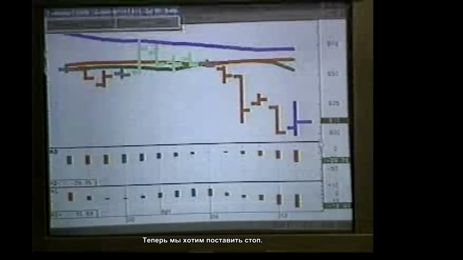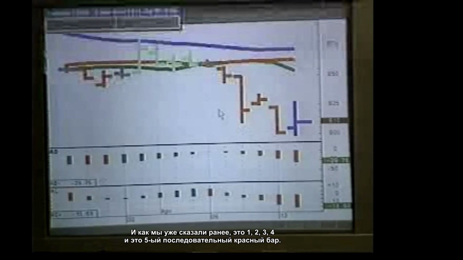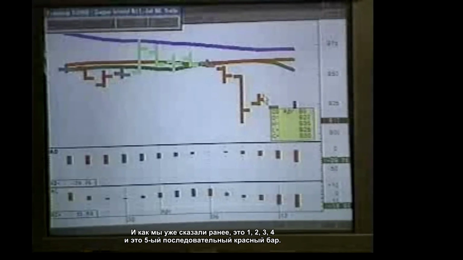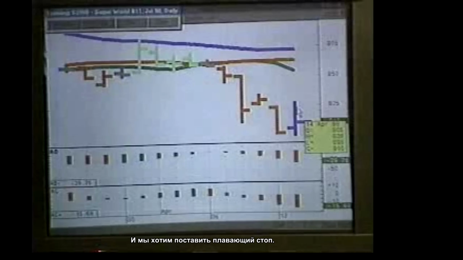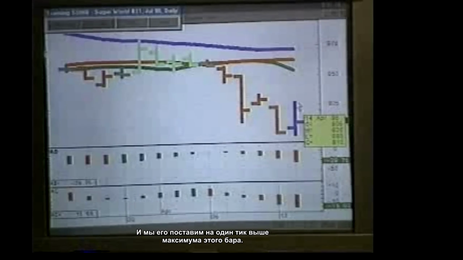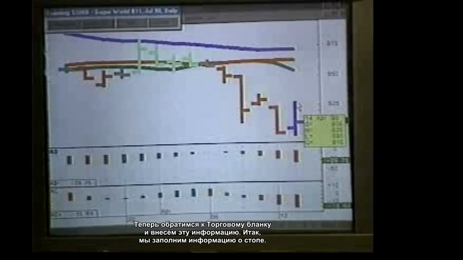So now what we want to do is place our stop. And since we said earlier we had 1, 2, 3, 4, this is our 5th consecutive red bar. So what we're going to want to do is place a trailing stop, and that trailing stop will be 1 tick above the high of the bar. So let's go on to the trading partner now and fill that in.